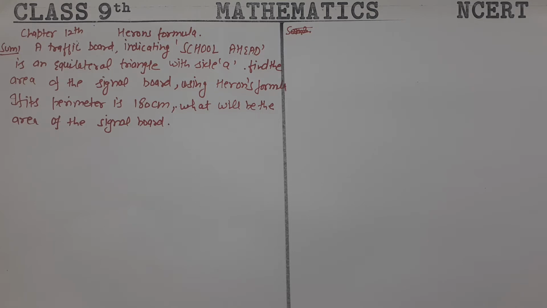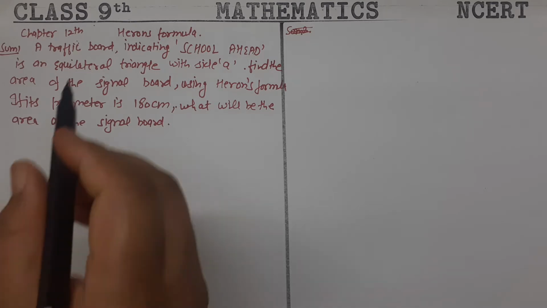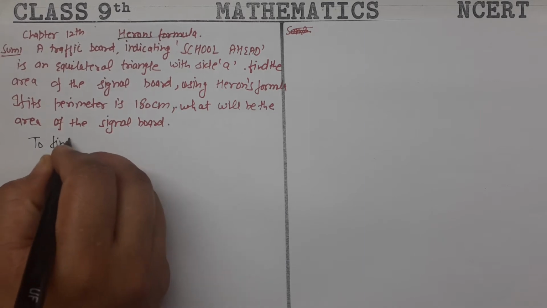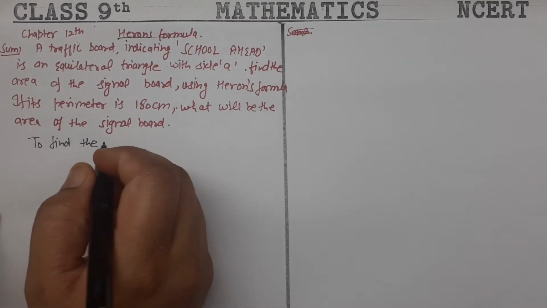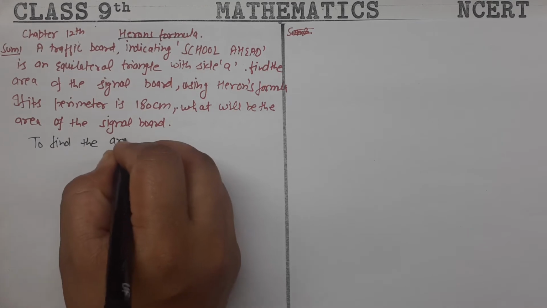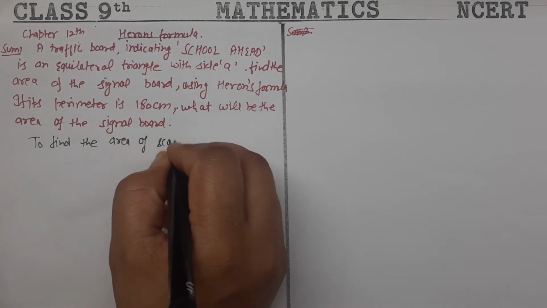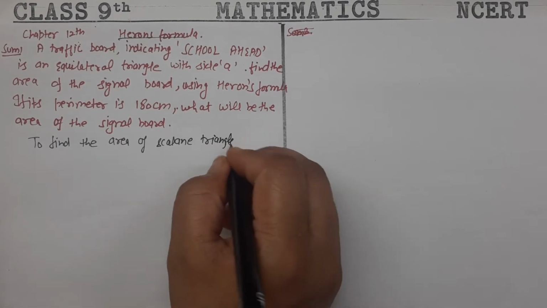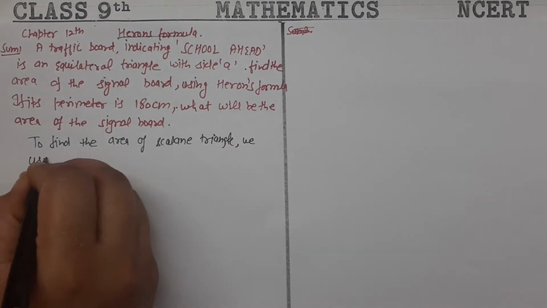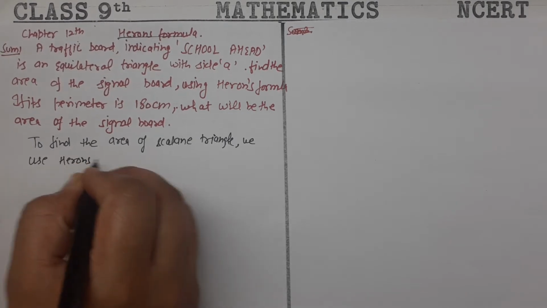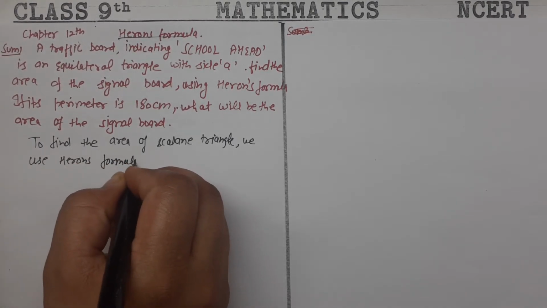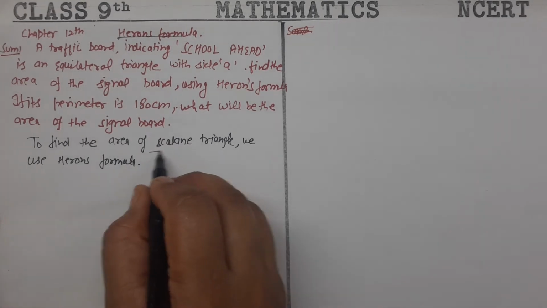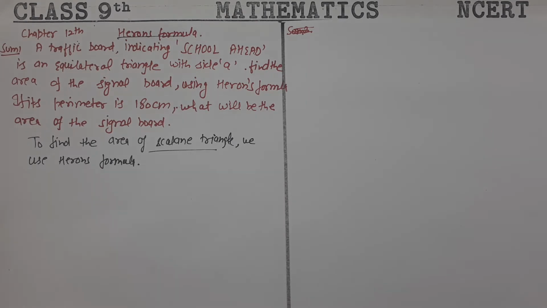Why do we use Heron's formula? To find the area of a scalene triangle we use Heron's formula. A scalene triangle is one in which no sides are equal.